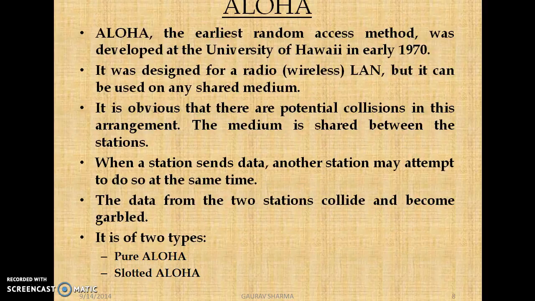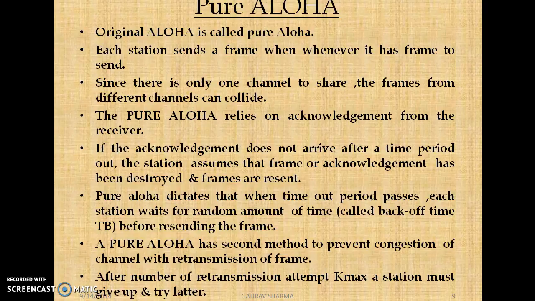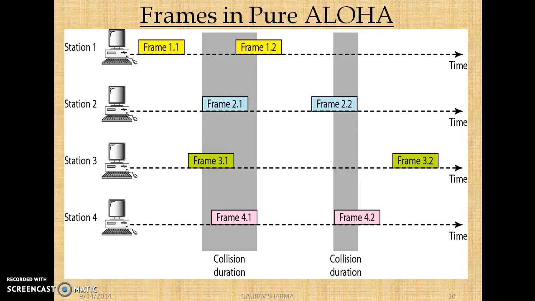This is the first protocol which we use for MAC, Aloha. It is the earliest method, which was developed at the University of Hawaii in 1970. It was designed for wireless LAN, but it cannot be used for wireless LAN. It is basically used for LAN in the earliest versions. It is divided into two parts, pure Aloha and slotted Aloha.